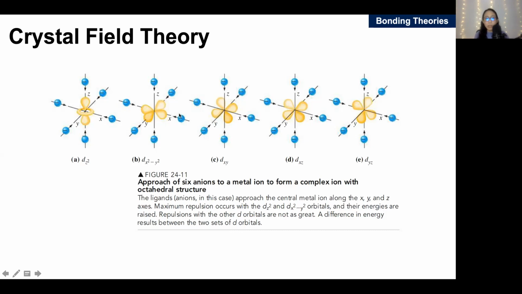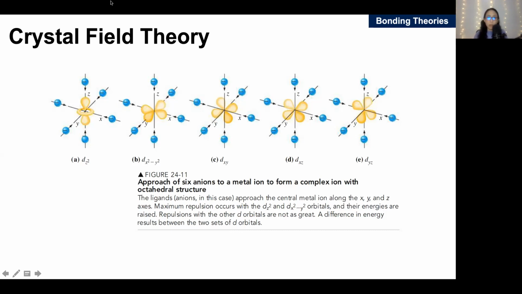So this means that the energy of your x squared minus y squared orbital will be raised, so it will have a greater energy compared to some of the other orbitals because of these repulsive forces.